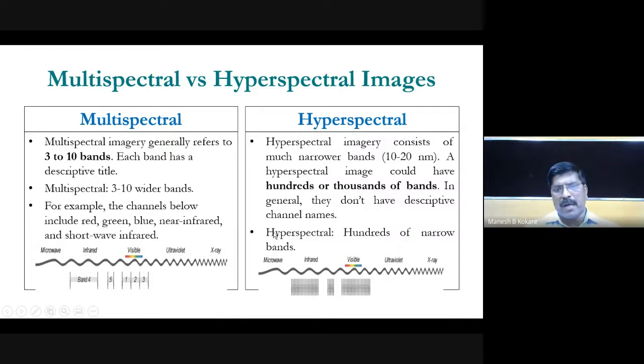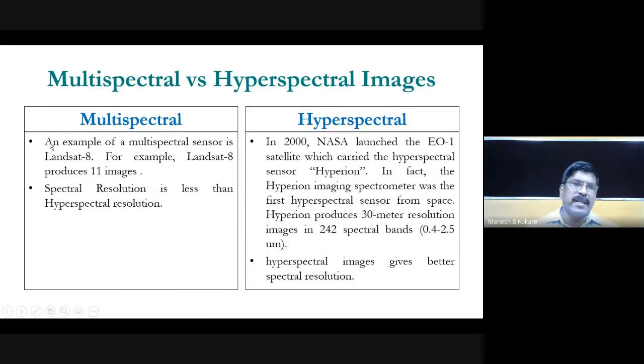Another thing is that hyperspectral gives more details, whereas multispectral gives less detail. Fourth, the memory required to store hyperspectral images will be more, whereas the memory required for multispectral images will be less, because the number of bands is less. Then an example of a multispectral sensor is Landsat 8, which produces 11 images, that is, 11 channels, and the spectral resolution is lower than that of hyperspectral images, as I said.